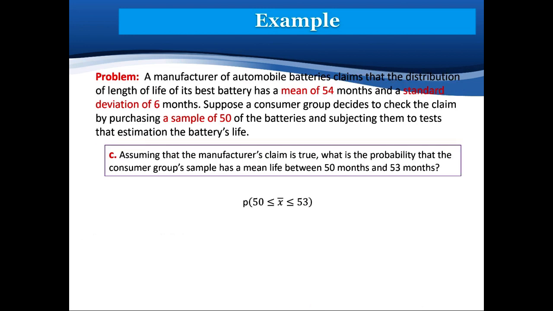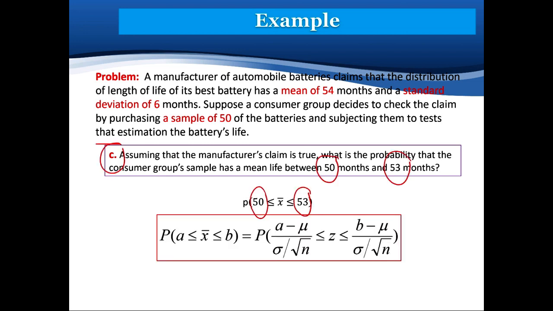Now let's see one more. Question C. Assume that the manufacturer's claim is true. What is the probability that the customer group sample has a mean life between 50 months and 53 months? That is the x bar between 50 and 53. So we will use the formula.